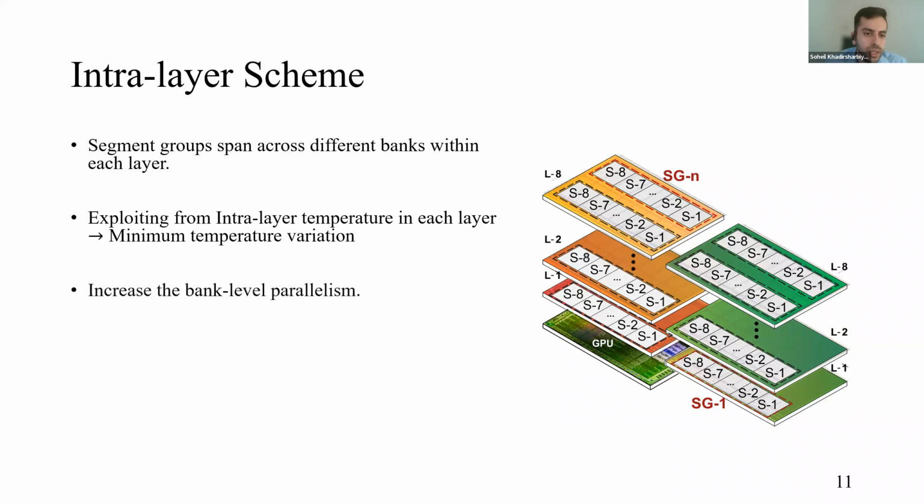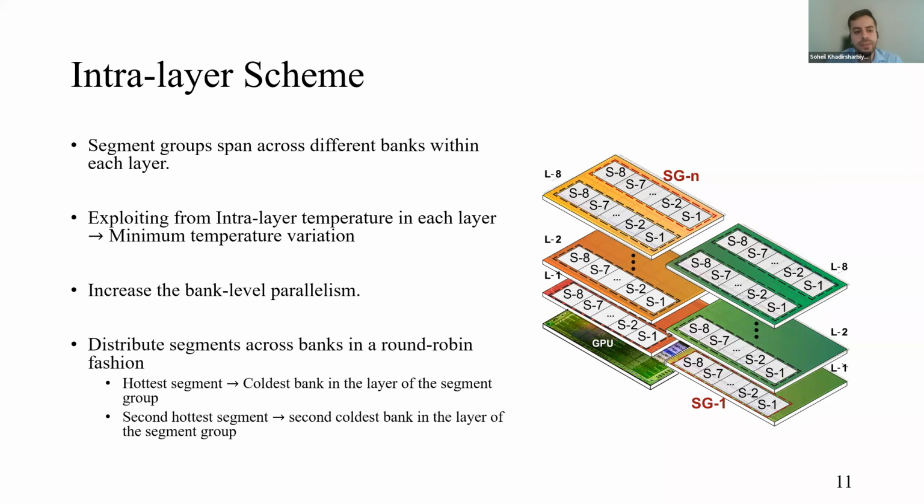At the same time, we don't want to increase the number of conflicts, so we will increase the bank level parallelism. To do that, we will distribute the segments across banks in a round robin fashion. It means that the hottest segment will go to the coldest bank in the layer of the segment group, the second hottest segment will go to the second coldest bank in the layer, and it will continue in this way until all of the segments are allocated.